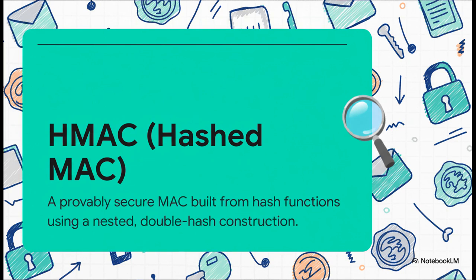This is the breakthrough. Instead of just slapping a key on the front or back, HMAC uses this really clever double wrapping process. To put it simply, it kind of mixes the key and message, hashes them, and then it mixes that result with the key again and hashes the whole thing a second time. This nested approach slammed the door shut on the vulnerabilities of the older designs.